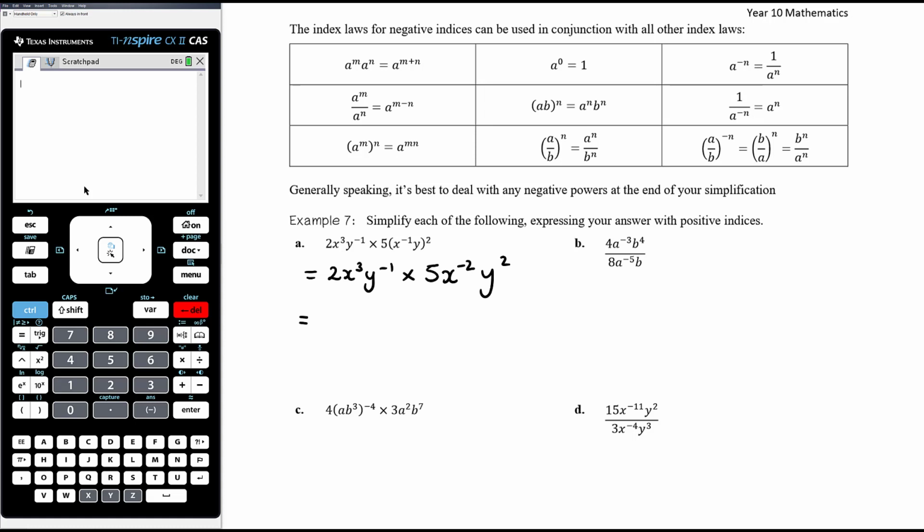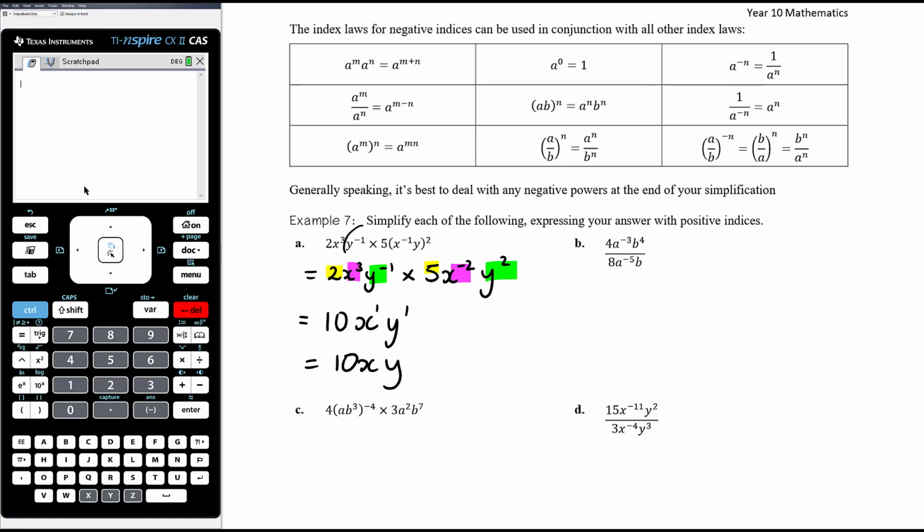Okay, now we can multiply things together. Again, let's just focus on multiplying the numbers together, the x terms together, and the y terms together. So 2 times 5 is 10. x cubed times x to the negative 2: when we're multiplying, we add powers together. 3 plus negative 2 is 3 minus 2, which is 1, so we've just got x to the 1. And then y to the negative 1 times y squared. Again, when we multiply with the same base, we add powers. Negative 1 plus 2 is positive 1. So we've just got 10xy.